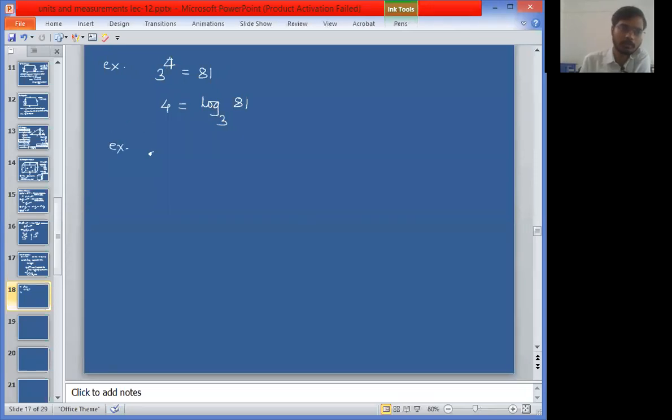One more example. 2 raised to 5 is equal to 32. So index is equal to log of answer to the base. What is the base of the log? It is the same as the base of the index. To the base, base.